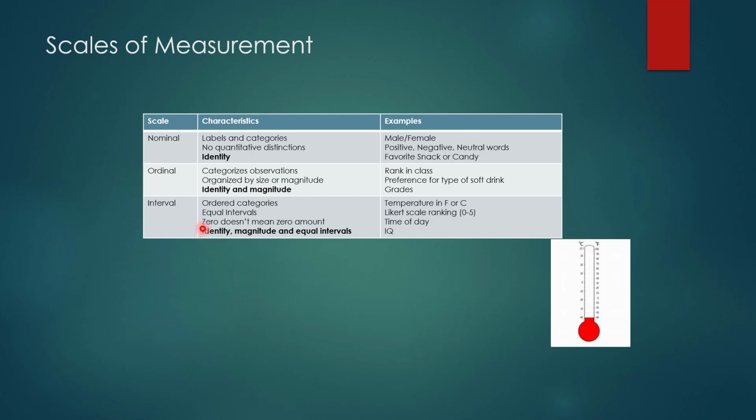The important thing to see here is that 0 doesn't mean 0 though. So if we look at something like temperature, 0 degrees Celsius or Fahrenheit doesn't mean that there's absolutely no temperature.